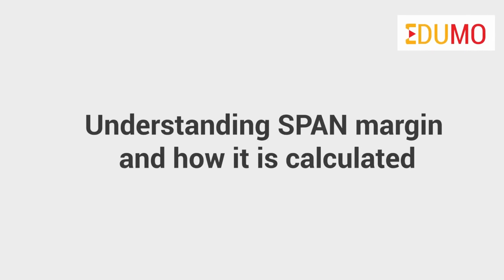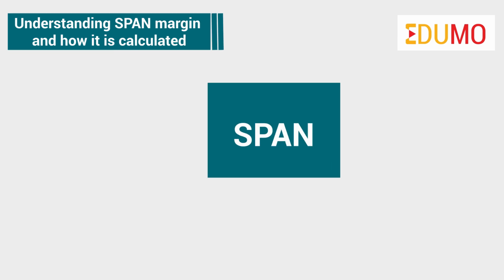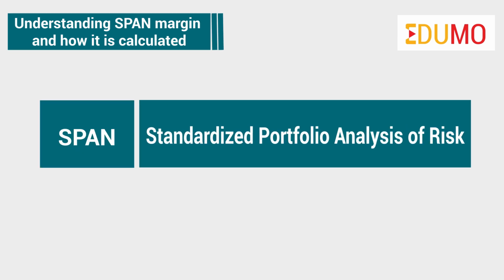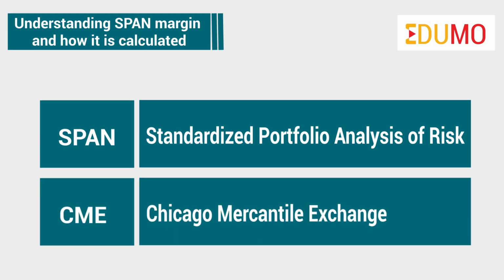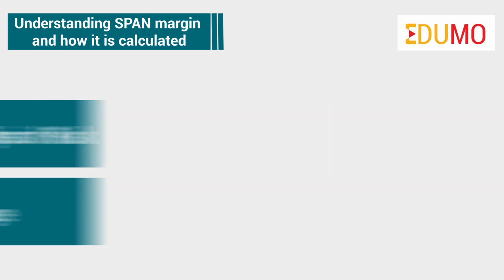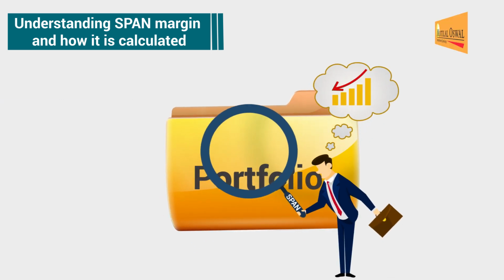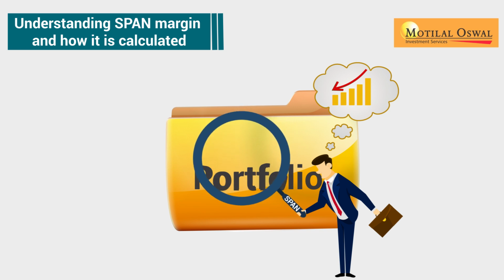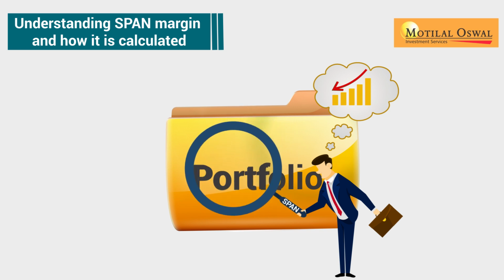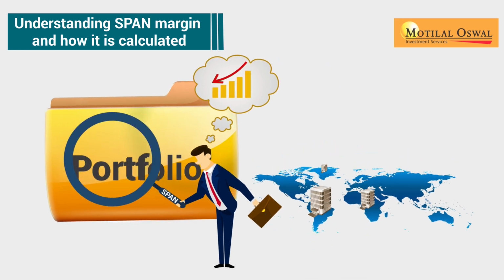Hi. SPAN stands for Standardized Portfolio Analysis of Risk. It is a methodology developed by the Chicago Mercantile Exchange, that is CME. The main objective of developing SPAN was to identify the largest possibility of loss that any portfolio is likely to suffer. It is used by most exchanges around the world.